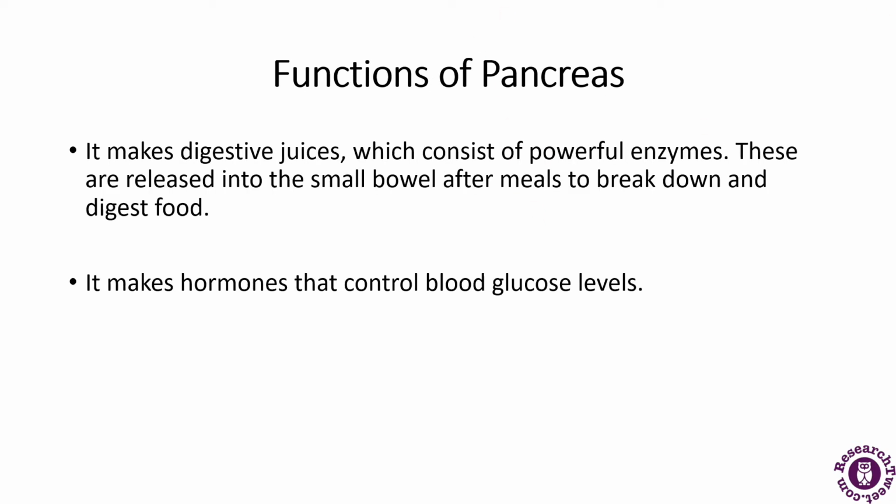Now, what are the functions of the pancreas? As I have already told you, the pancreas is a part of the digestive system. It makes digestive juices which consist of powerful enzymes. These are released into the small bowel after meals to break down and digest the food. It also makes hormones that control the blood glucose level. So the blood glucose level is maintained by the pancreas.